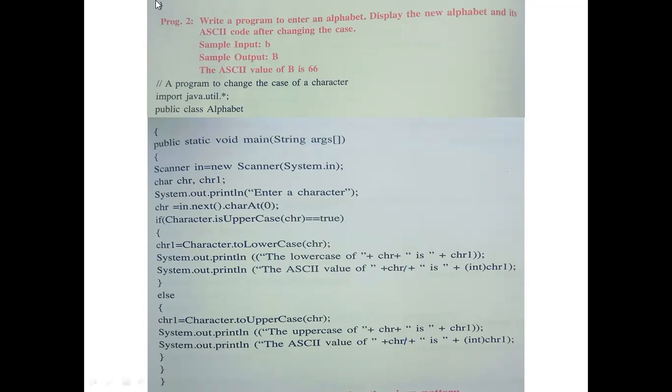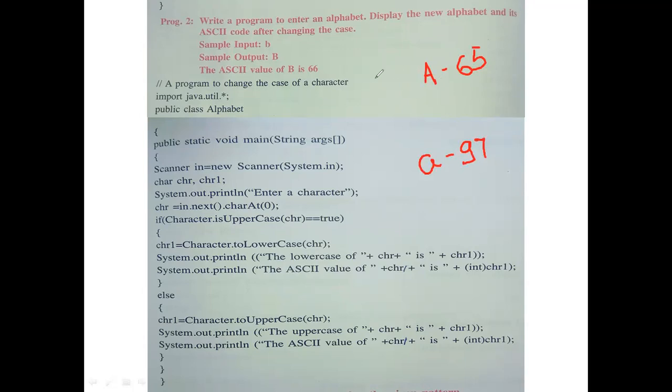Similarly, small letter a is 97. Capital letter A is 65. Small letter a is 97. What is the difference between capital A and small letter a? It is 32. So if you have an uppercase letter, to convert to lowercase, add 32 to it. But to convert lowercase to uppercase, subtract 32 from it.